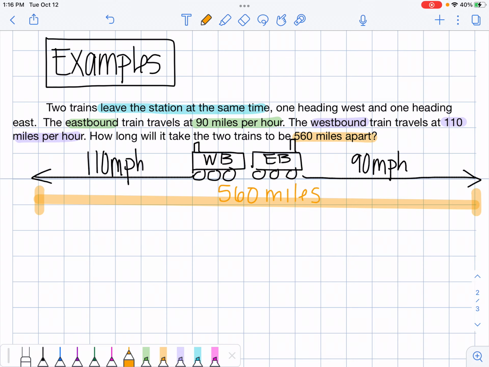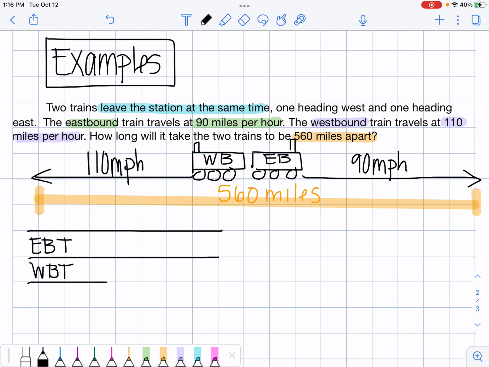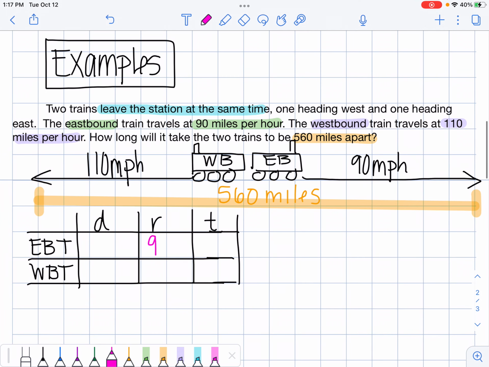Okay, so let's figure out a couple things. Let's write a chart out. So I have my eastbound train and westbound train, and then I have my distance, my rate, and my time. There's my chart. Now let's fill in some information. The easy thing to fill in first: I have my eastbound train traveling at 90 miles an hour, and westbound traveling at 110.